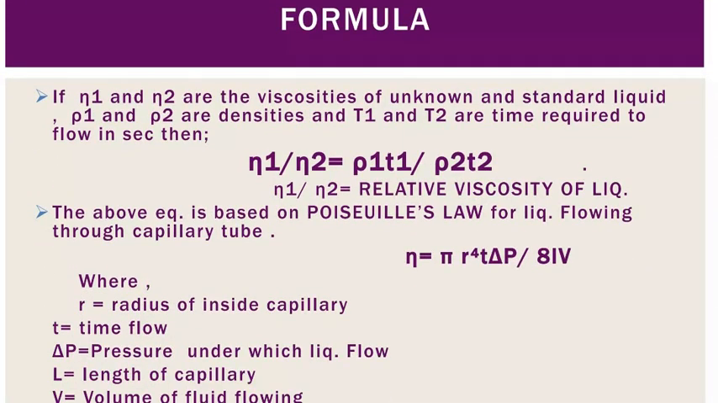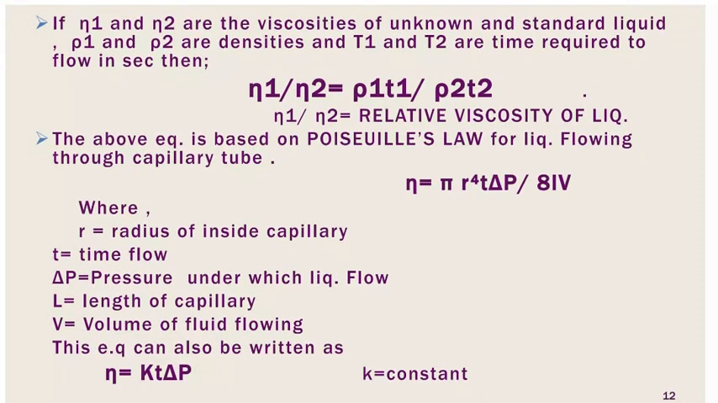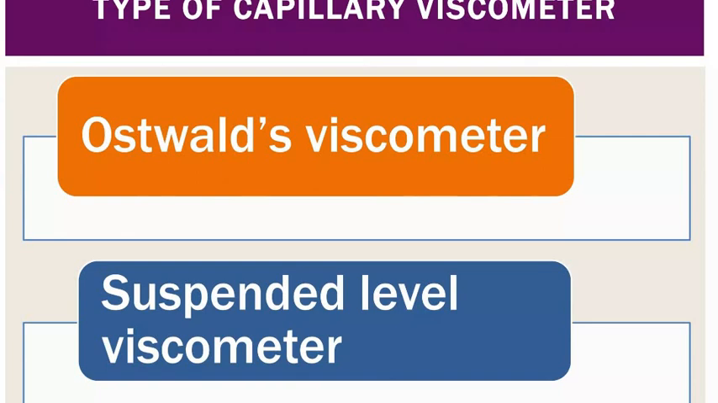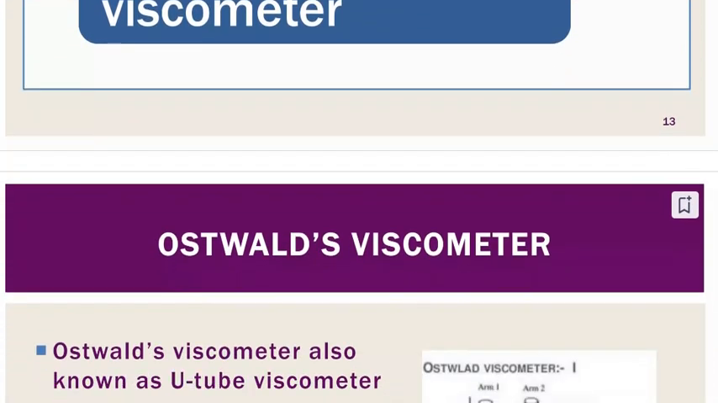Now formula: if η1 and η2 are the viscosities of the unknown and a standard liquid, and ρ1 and ρ2 are the densities, and t1, t2 are the times required to flow in seconds, then this is the formula. So now types of capillary viscometer. You know, my friend, Ostwald viscometer and suspended level viscometer.